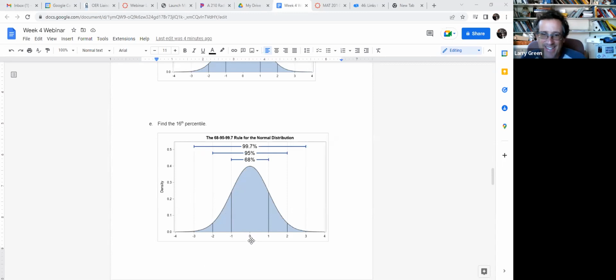So the idea here is just like before, 16% is below that number, or 0.16 is below. And then on the other side, 0.16 is above. 0.16 plus 0.16 is 0.32. So if 0.32 is on the outside, 1 minus 0.32 happens to be 0.68 or 68%. And then you're on the small side, so that means you're -1. So the 16th percentile is just -1. Any questions on how I came up with that?